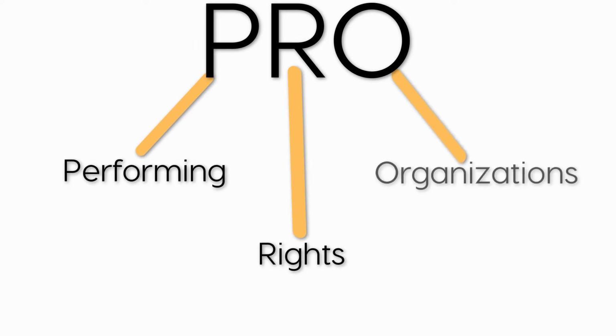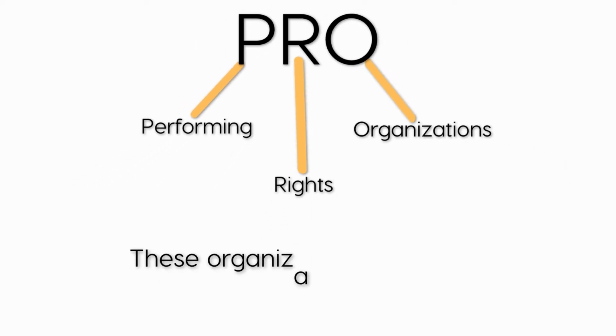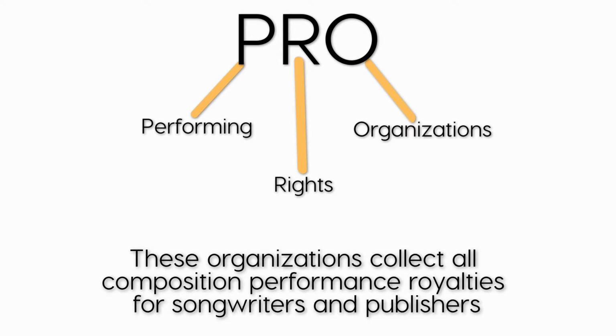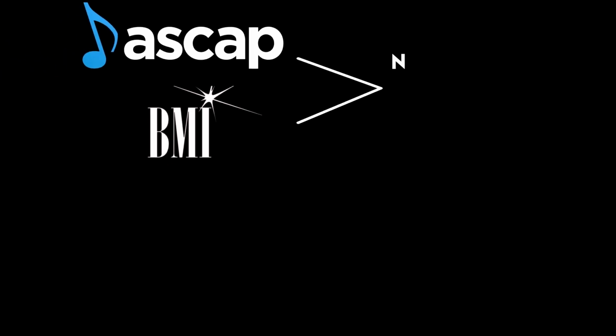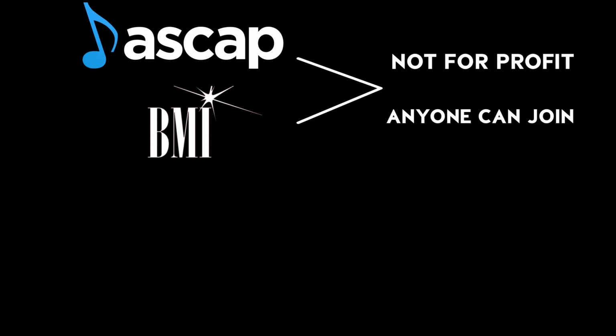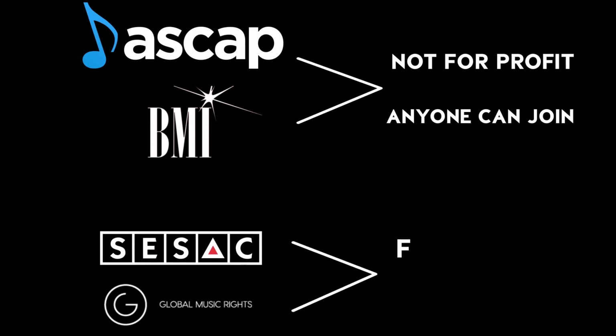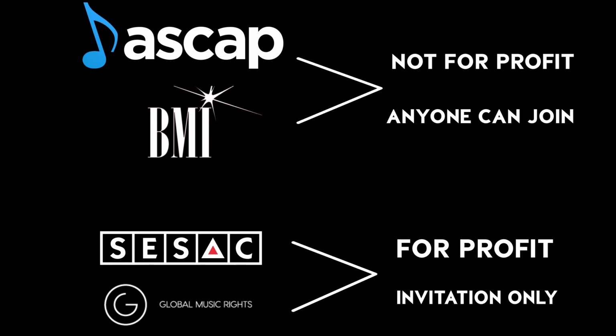So how to get these public performance royalties for compositions? Performing rights organizations. These are the organizations that will collect all of the composition performance royalties for songwriters and publishers. There are 4 performing rights organizations in the United States. Those are ASCAP, BMI, SESAC, and the newest one, Global Music Rights. You want to make sure that as a songwriter, you are signed up with one of these performing rights organizations. ASCAP and BMI are not for profit and anyone can sign up. SESAC and Global Music Rights are for profit and you have to be invited to join those performing rights organizations.